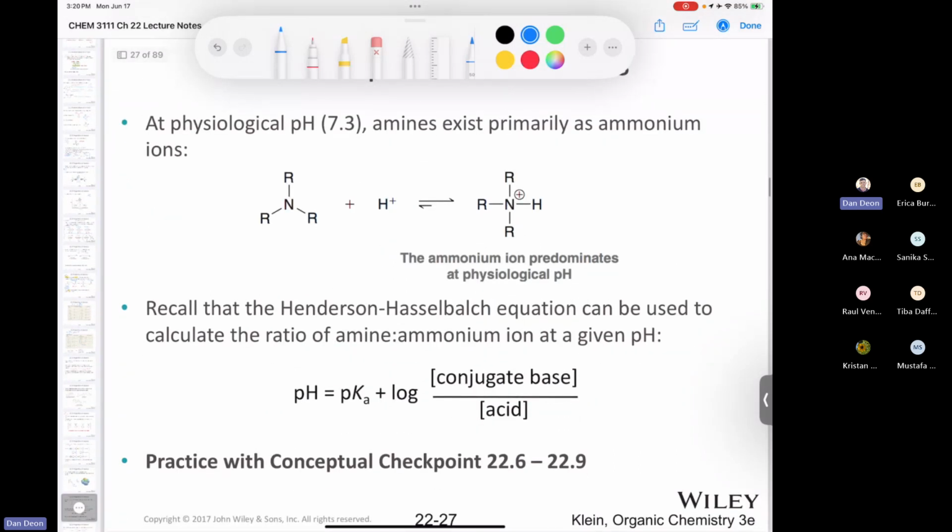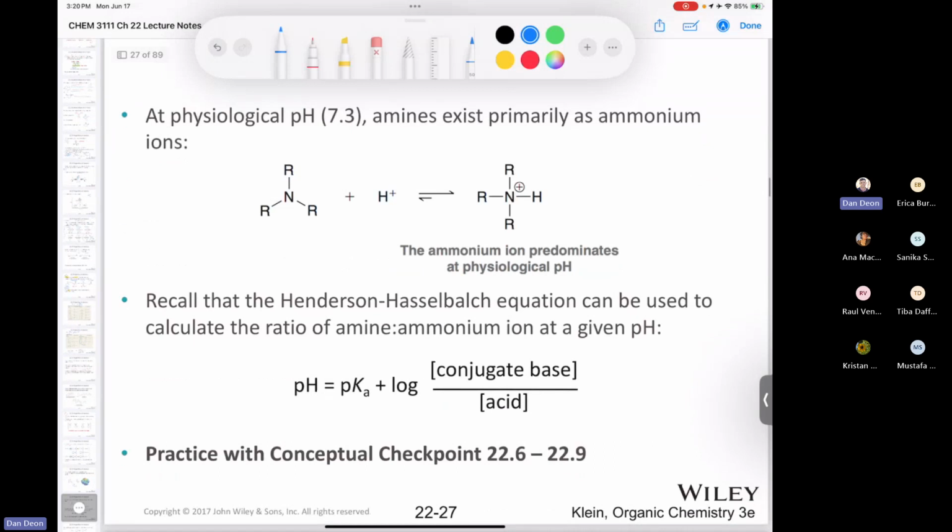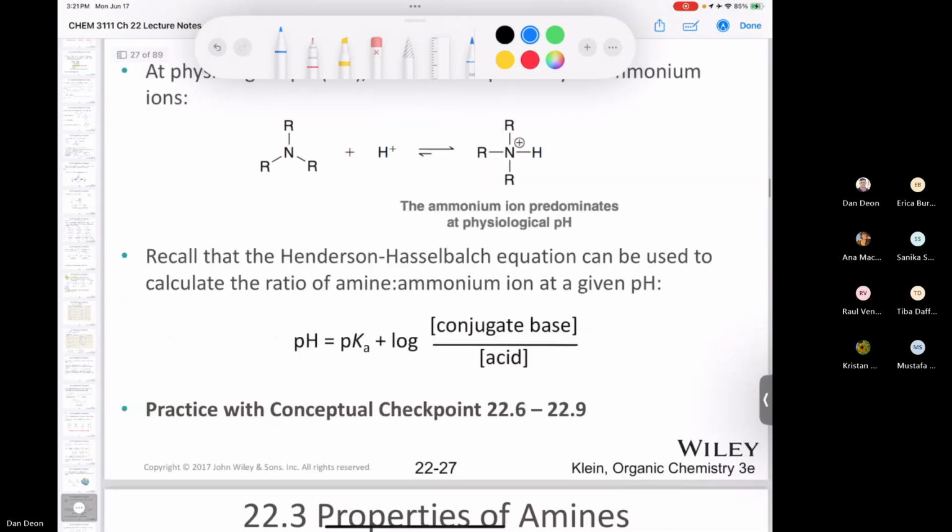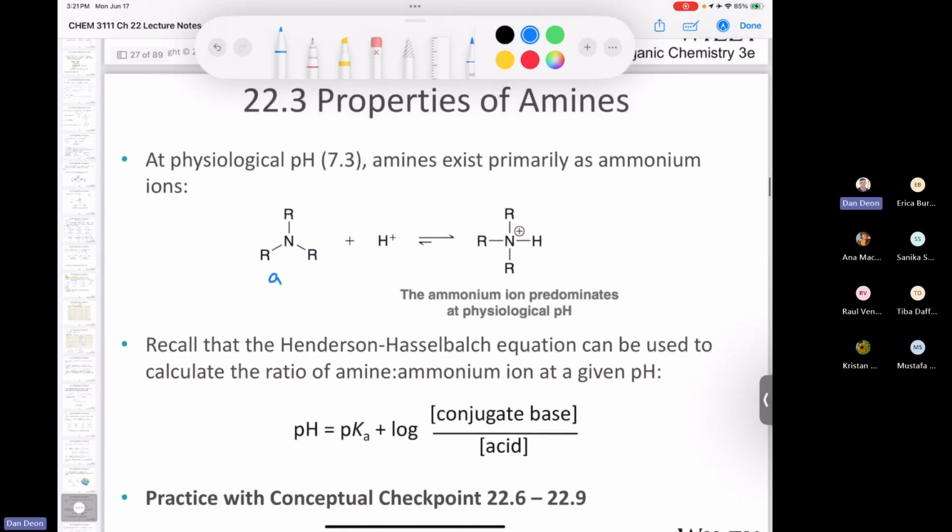Now, at physiological pH, it turns out that most amines exist primarily as an ammonium ion. So if you have the amine, and then you have an acid, this is your alkyl ammonium ion. Well, if we look at the Henderson-Hasselbalch equation, recall that the HH equation can be used to calculate the ratio of amine to ammonium at a given pH.